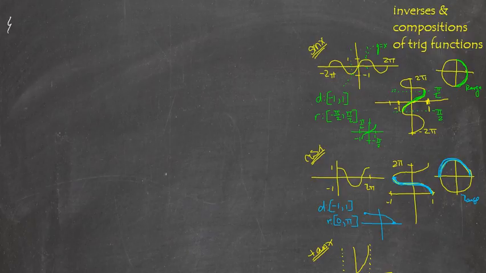So let's use what we have to do an example. Find the value of the inverse cosine of negative root 2 over 2.